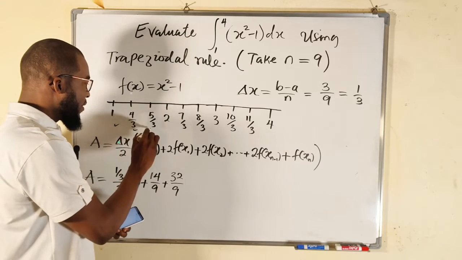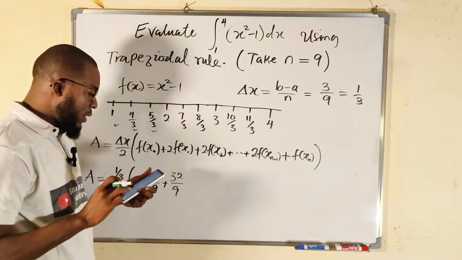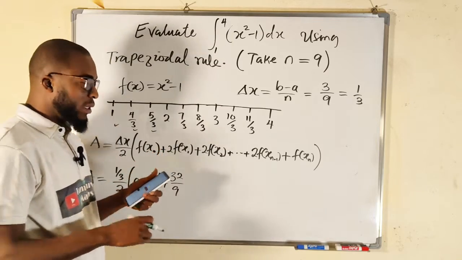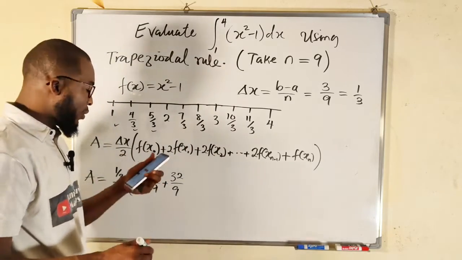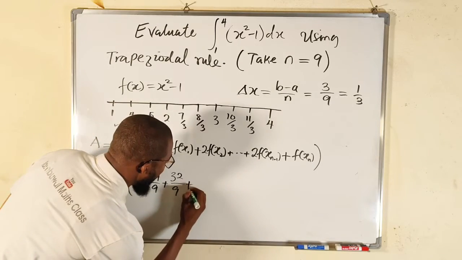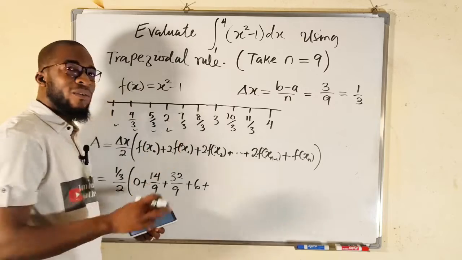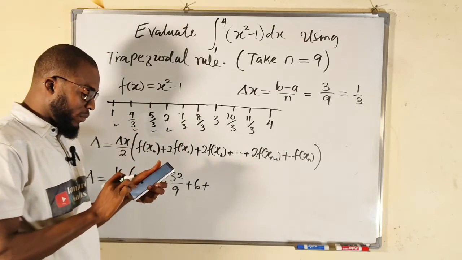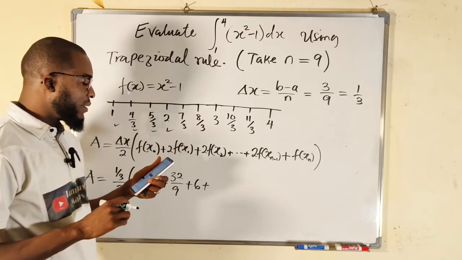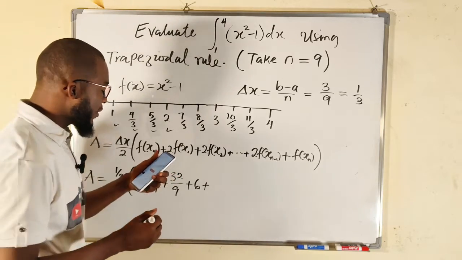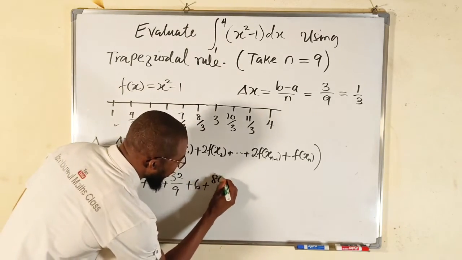Let me mark them. I'm done with this. Then we take 2. If you take 2, you square that, you minus 1, then you multiply by 2. That will give us 6. Then we add 6 here. We take the next one, which is 7 over 3. You do the same thing. You square that, you minus 1, you multiply the result by 2. That will give us 80 divided by 9.